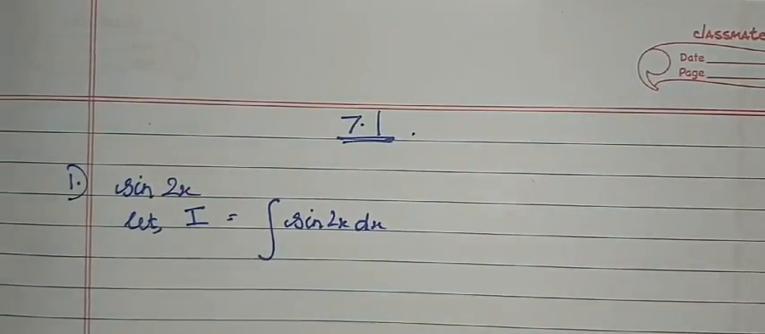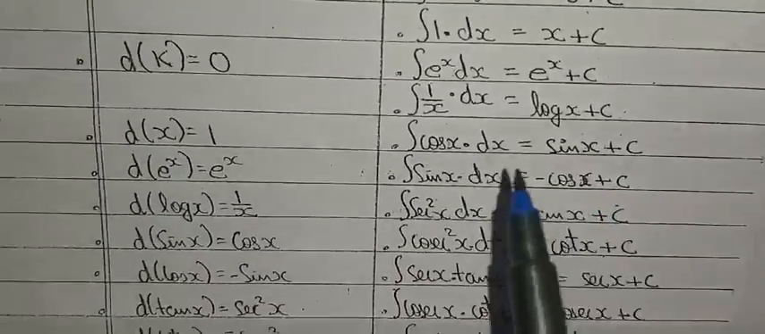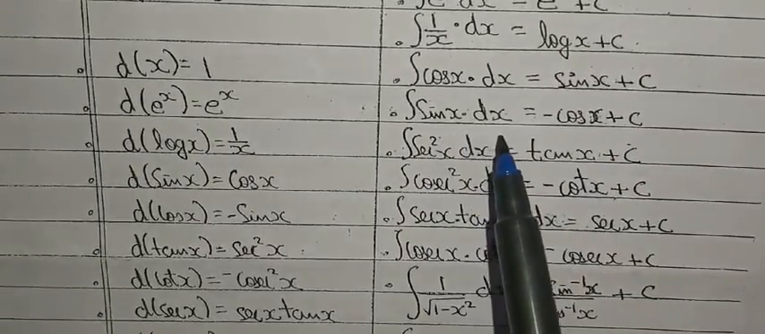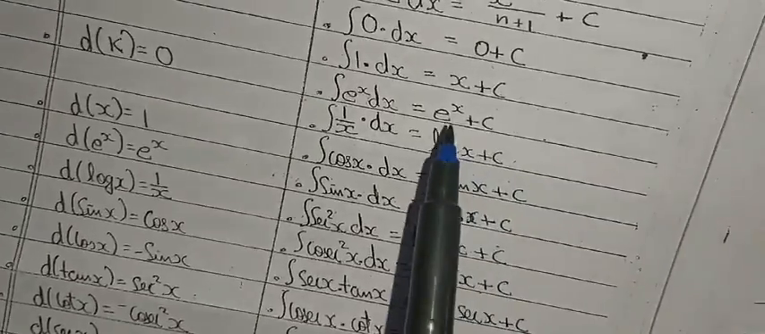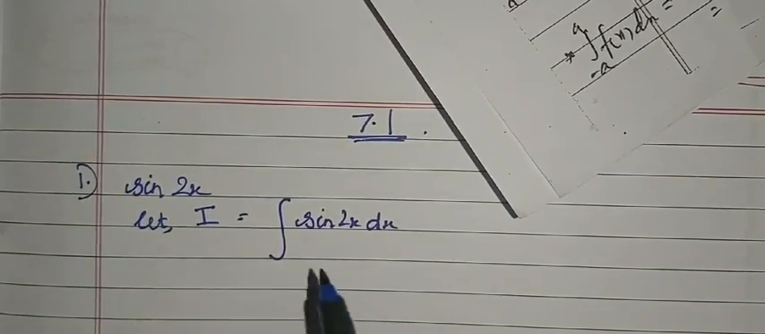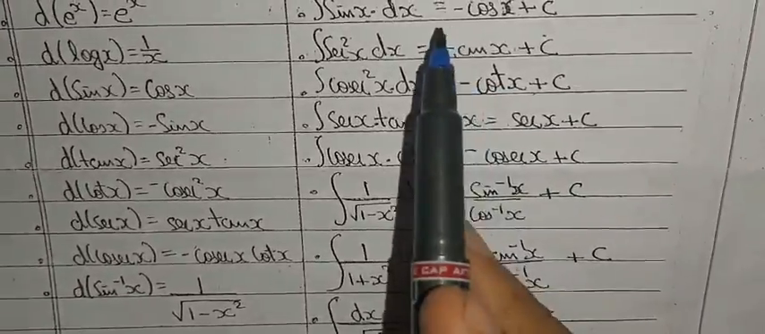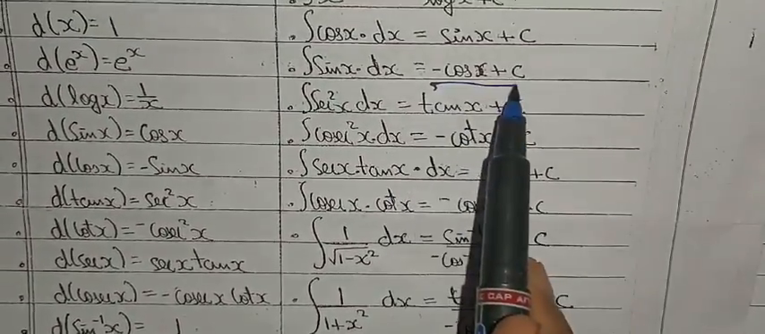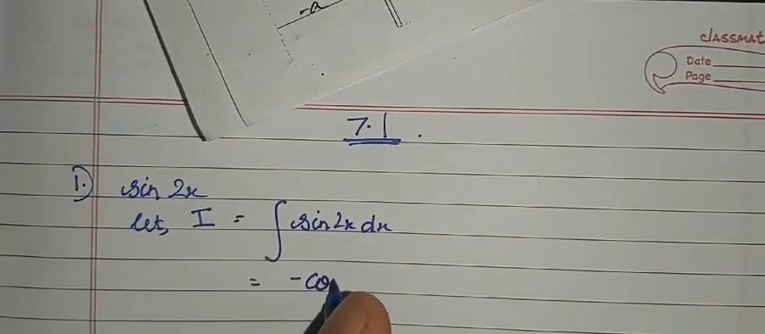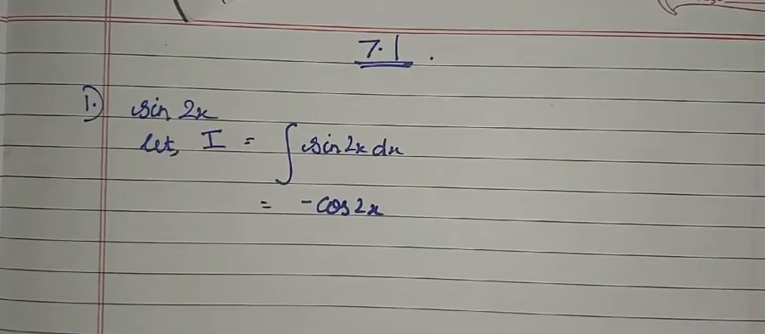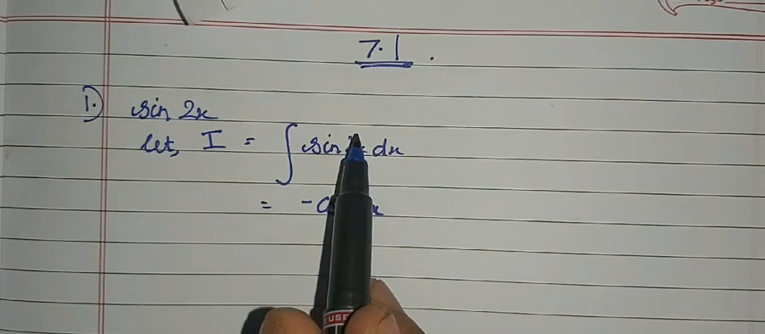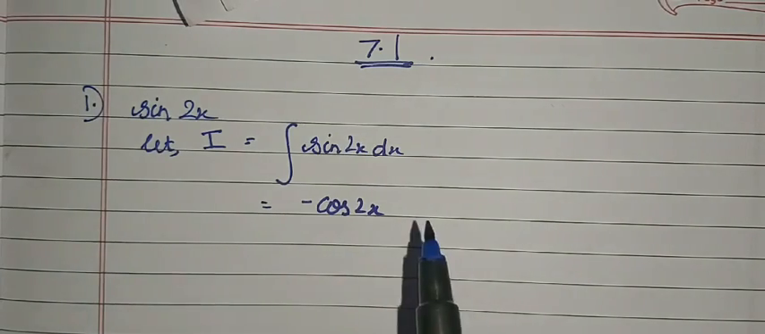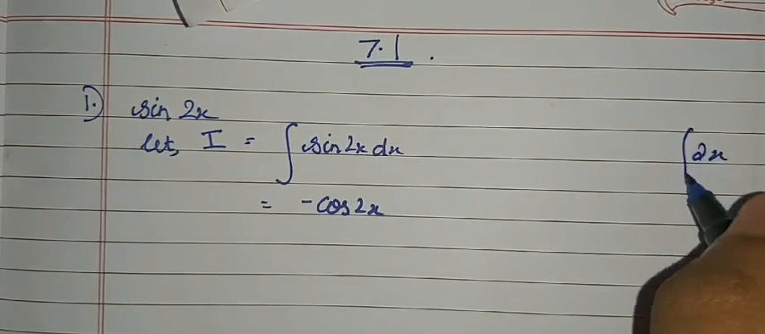Here we want to find the integral of sin 2x. Let me take that copy, and here you can see that the integral of sin x dx is minus cos x, but here it is sin 2x. So let us take that x as 2x. The integral of sin 2x will be minus cos 2x. Now here we have integrated the trigonometric function, but the 2x is still there. We should integrate that also. What is the integral of 2x?